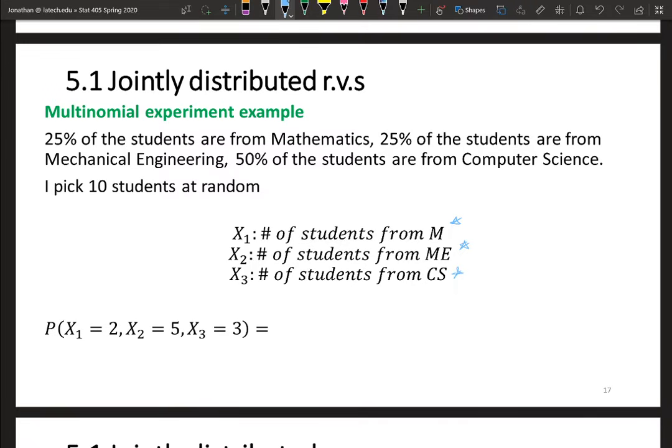And my multinomial PMF says just take P of 2, 5, 3, which is going to be, let's see, n is 10, so this is going to be 10 factorial over 2 factorial, 5 factorial, 3 factorial, times 0.25 to the 2, times 0.25 to the 5, times 0.5 to the 3. And I believe that comes out to be 0.019226.